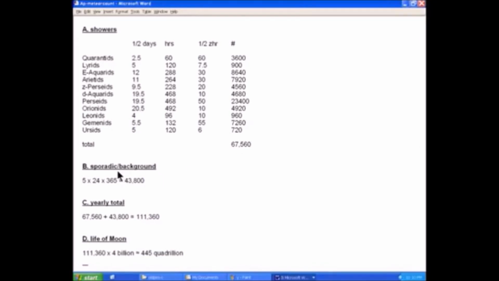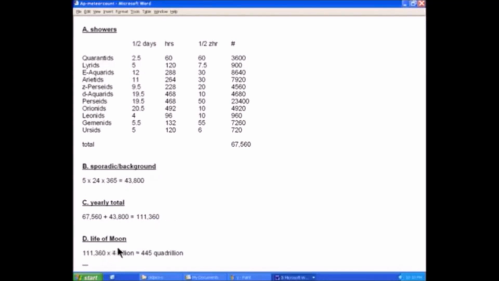But that doesn't include the sporadic or background meteorites, okay, which occur regardless of the showers. There's a constant bombardment, independent of the showers, which is roughly 5 meteorites per hour. So you multiply that by 24 hours, 365 days a year, and you get this figure. So the total altogether comes out to 111,000 and plus meteorite strikes from meteor showers per year.